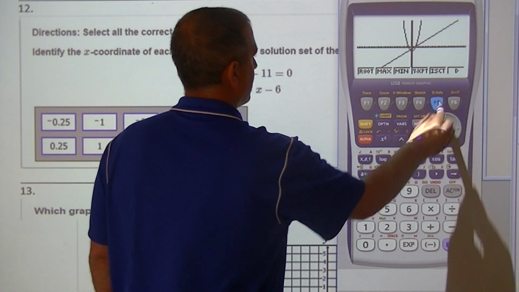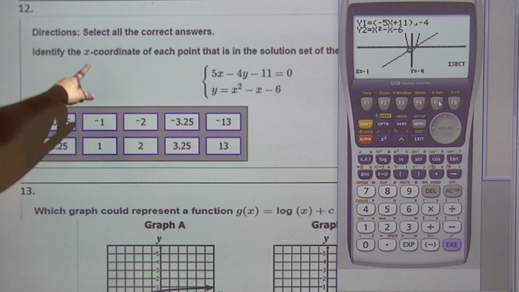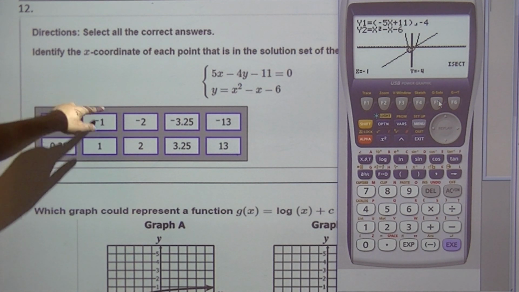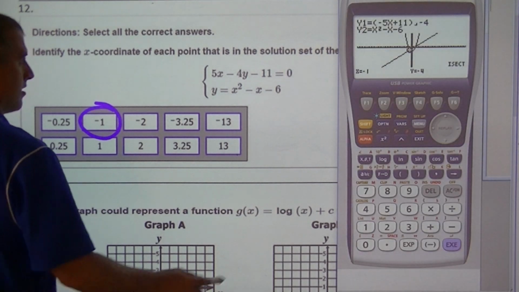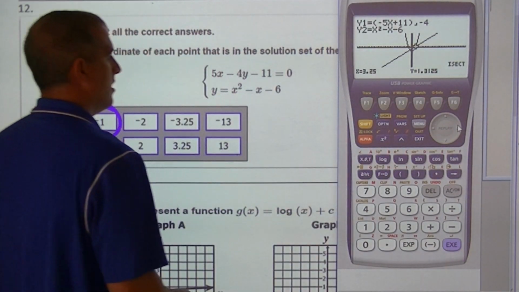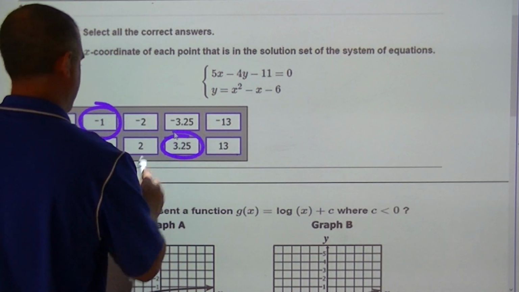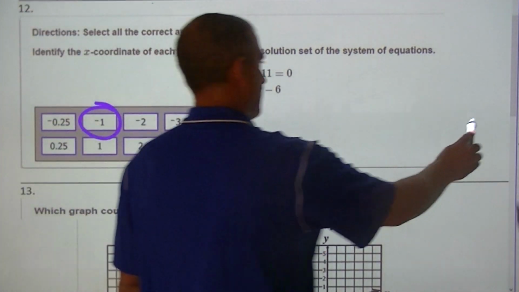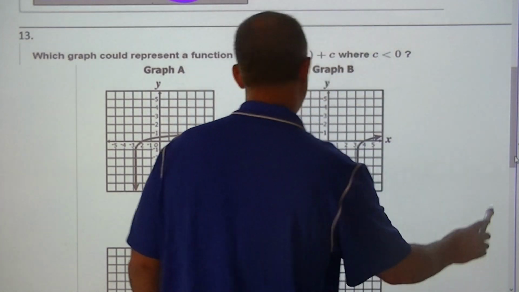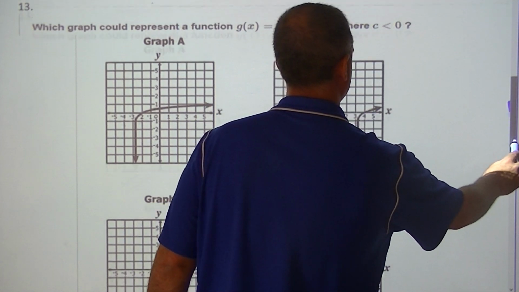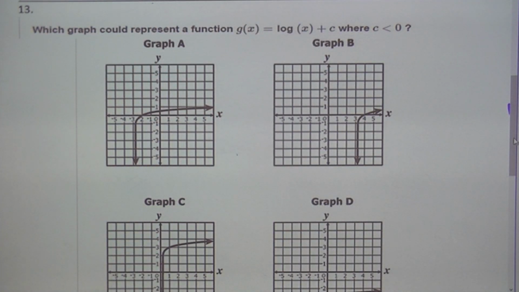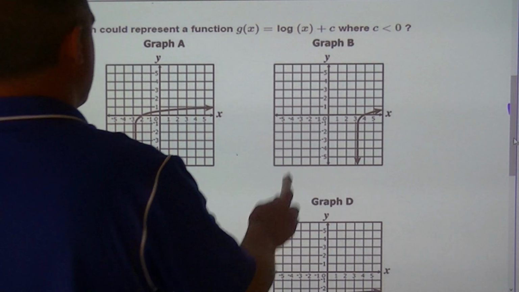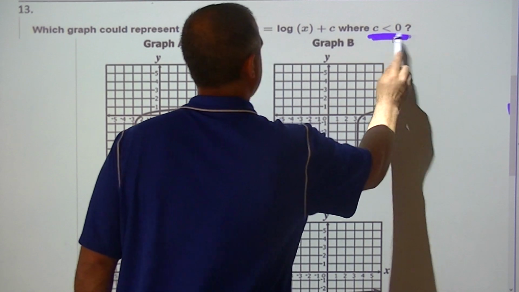G-solve intersect. Now they want the x coordinate. So I got -1. If I hit over, I get 3.25. Alright, this next one is a little bit tricky. What it says is you want the one where c is less than 0. Go up just a little bit more. So this is the key thing. C is less than 0.